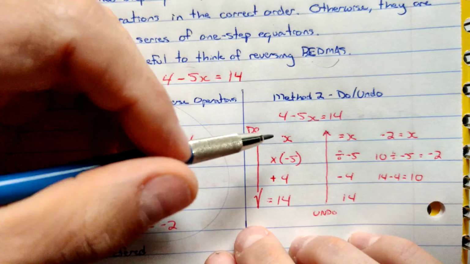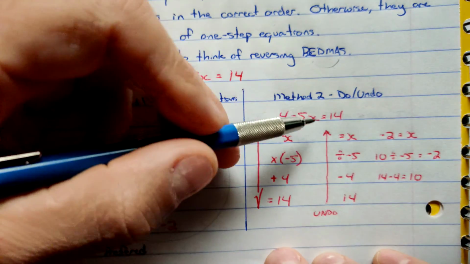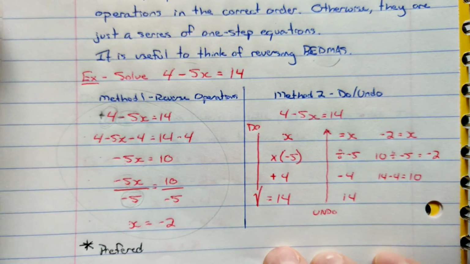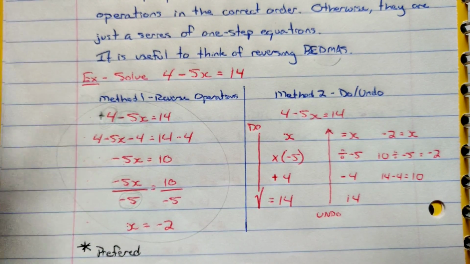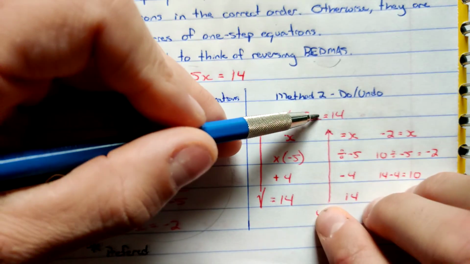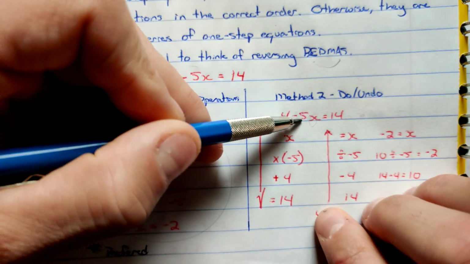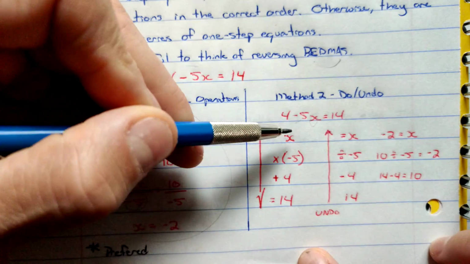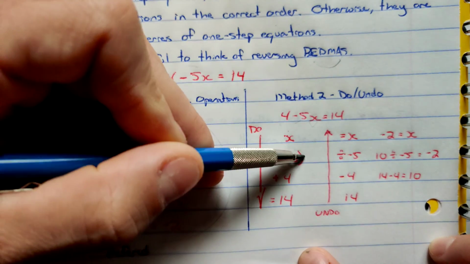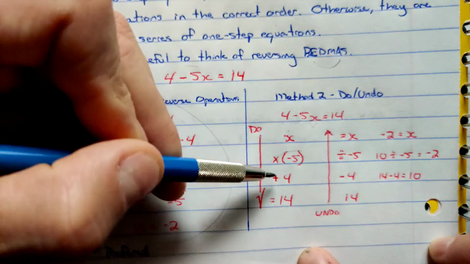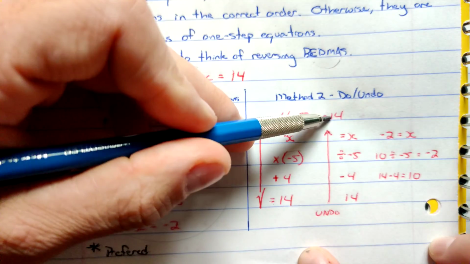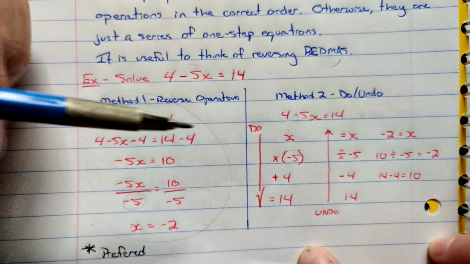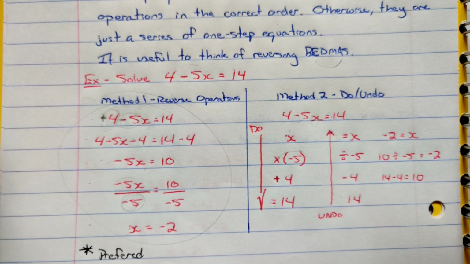Do is what you put first. So if you were going to calculate this, so pretend we're not solving it, but we're actually going to calculate it. BEDMAS says start with x and multiply it by the negative 5. Then we would add the 4, and we would get the 14. Okay, that's the way we would calculate that.